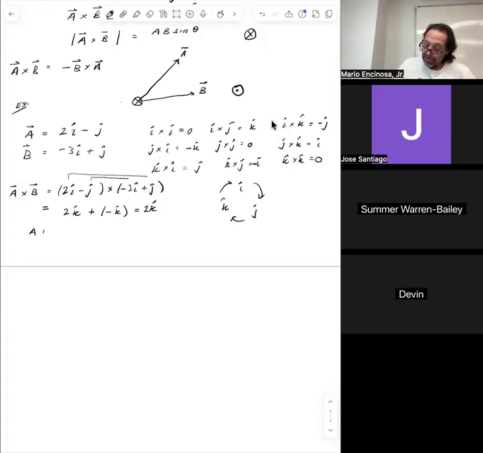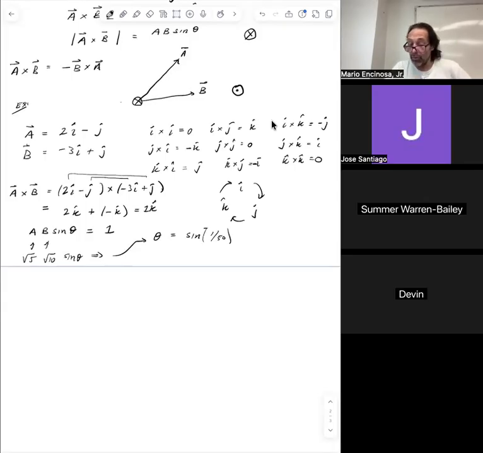And AB sine theta, we compare to 1. This we already saw earlier was the square root of 5. This we saw earlier was the square root of 10 sine theta. So this gives me theta is the inverse sine of 1 over 50.